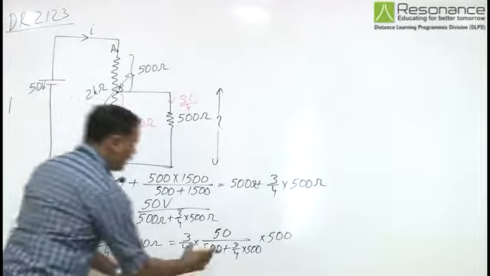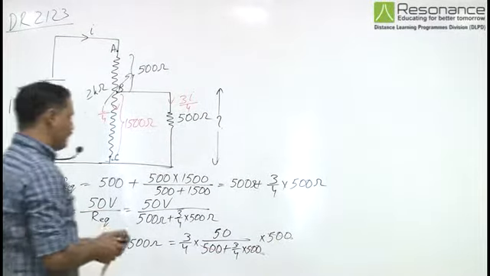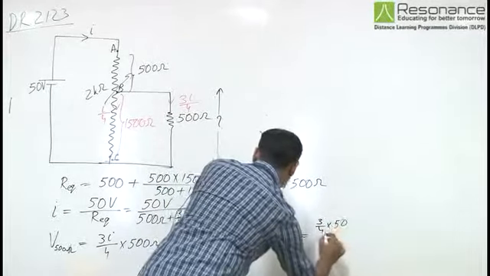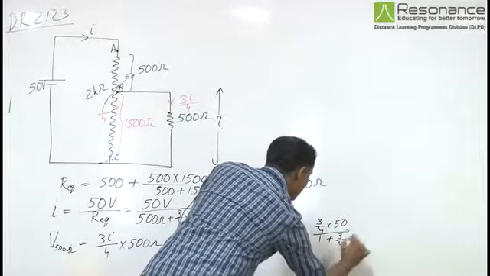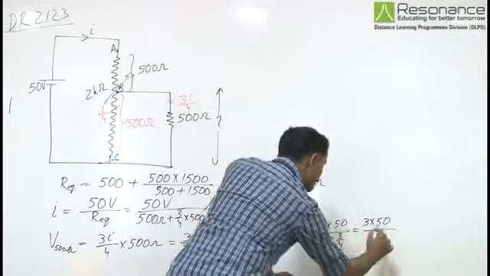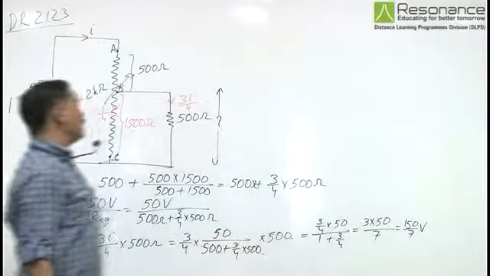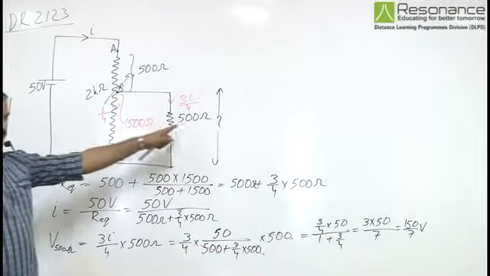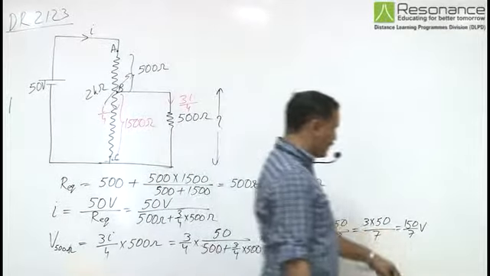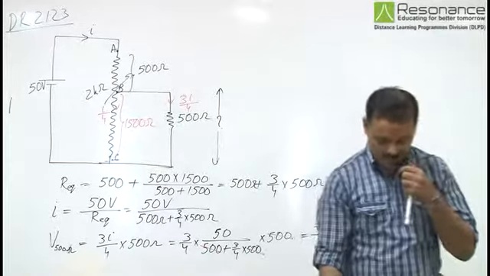So from here we can see this 500, 500 and 500 is cancelled and we are left with 3/4 of 50 upon 1 plus 3/4, that is 3 into 50 by 7, or 150 by 7 volt is the potential difference across this 500 ohm resistor or the load resistor. The potential difference is 150 by 7 volt. So this is the first part of the answer.